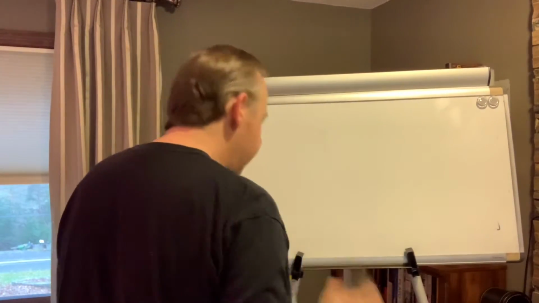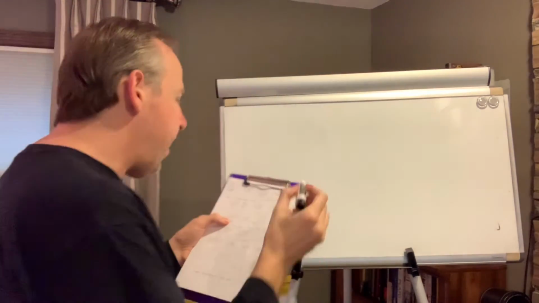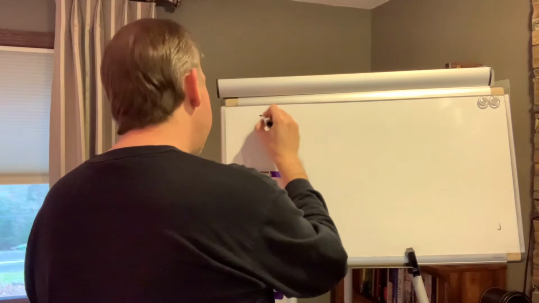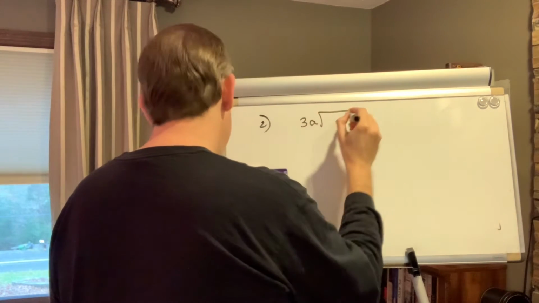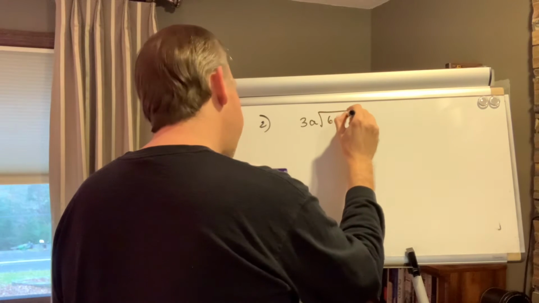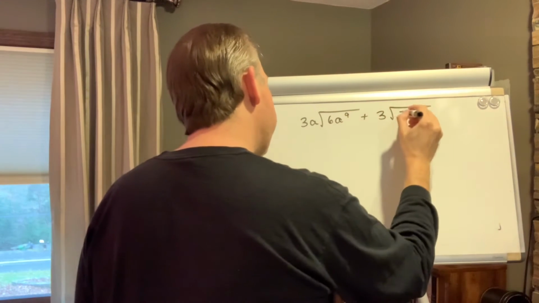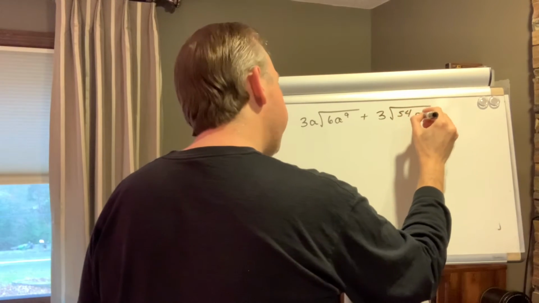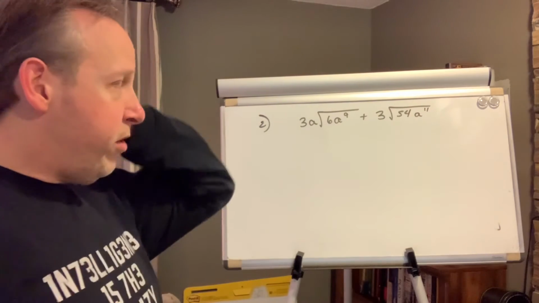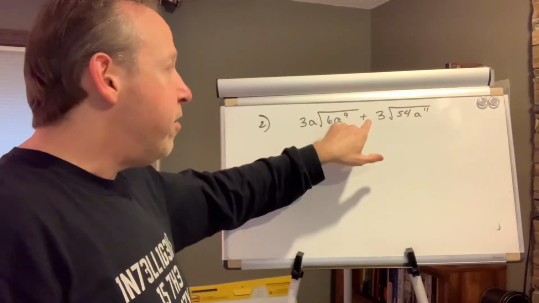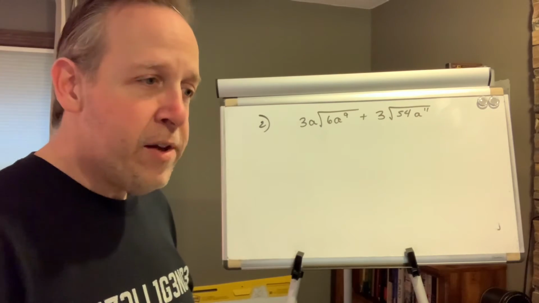All right, so the next one, it's also reducing a radical, but it's much easier. So we had 3a times the square root of 6a to the 9th plus 3 times the square root of 54a to the 11th. We're again going to be reducing the radicals first. This is addition, so we can only add if we have the same radical, just like you can only add if you have the same variable.